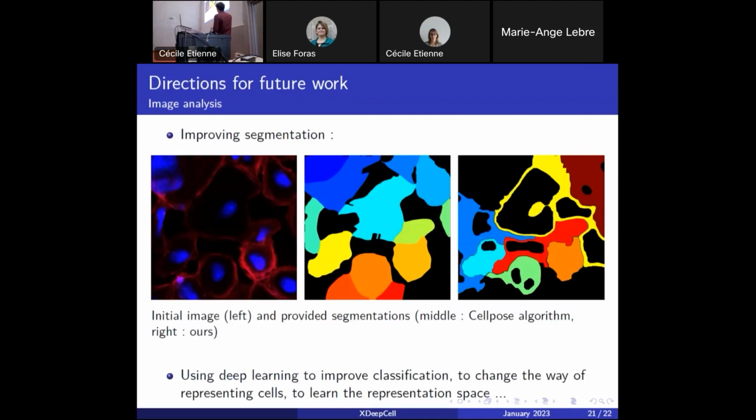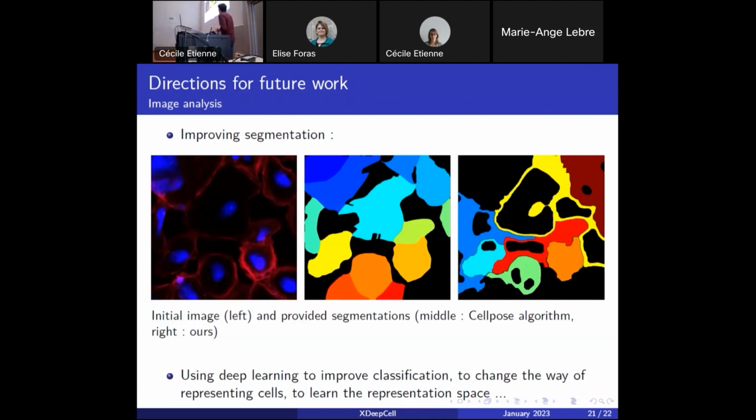Here is our initial image, and on the right is our method. It really struggles in some cases like this, when the interior of the cell is almost empty. Whereas a generalist algorithm for cellular segmentation called CellPose, based on UNets, performs much better.